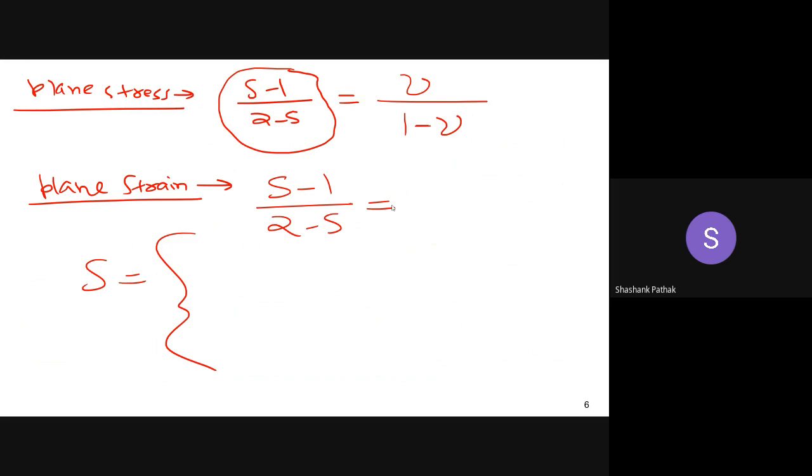Put the value of S for the plane strain case and solve this and tell me. Yes, sir. Sir, mu upon 1 minus 2 nu. Mu upon 1 minus 2 nu. Very good. This is the correct answer.